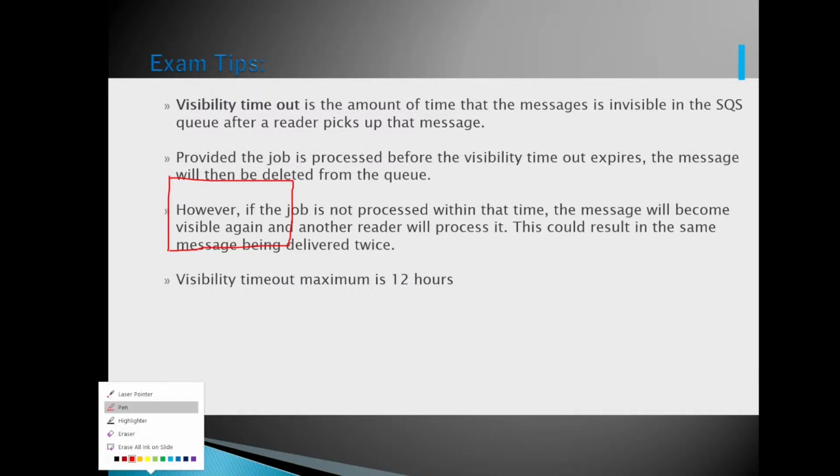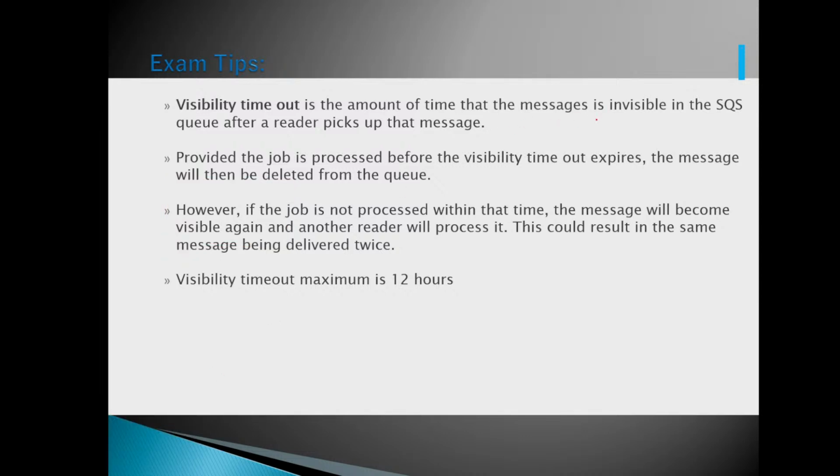So visibility timeout is the amount of time that the message is invisible in the queue after a reader picks up the message. Provided the job is processed before the visibility timeout expires, the message will then be deleted from the queue. However, if the message is not processed within the time, the message will become visible again and another reader will process it. This could result in the same message being delivered twice.